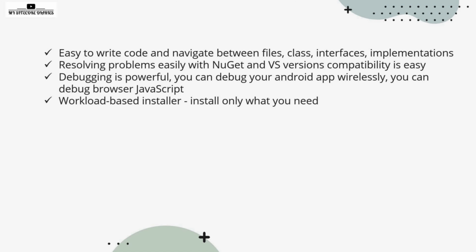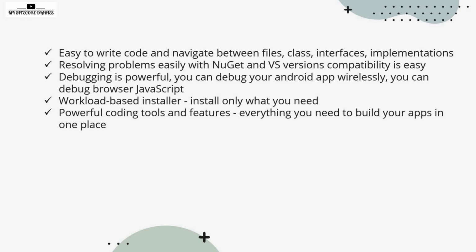Workload based installer, install only what you need. So when you install Visual Studio, you can install what is required for you. If you are a C# developer, a .NET developer, you can install only the .NET part. Similarly for JavaScript and the other things. So install only what you need. Powerful coding tools and features, everything you need to build your apps in one place. A powerful tool which has all the features required for coding. If you have multiple types of apps, all the references you can get in one place only.